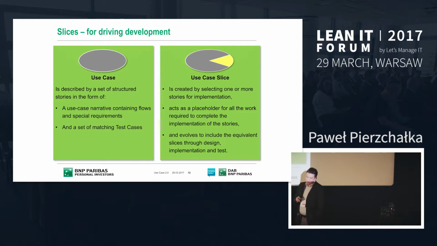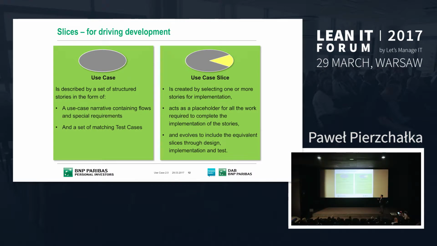There is one concept which is very strongly defined in this Use Case 2.0 approach, and this is something new. We have the use case, which we already know. A use case is described by a set of stories, and the stories are described in prose as use case narratives, and they contain the basic and the alternative flows. But we also have the slices, and a slice is like a piece of cake. When I have a piece of cake, I slice it with all the layers, and this is what is most important for the customer, and that's what I want to develop for him.